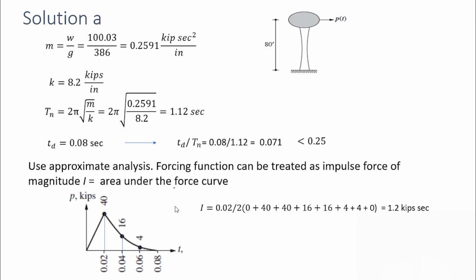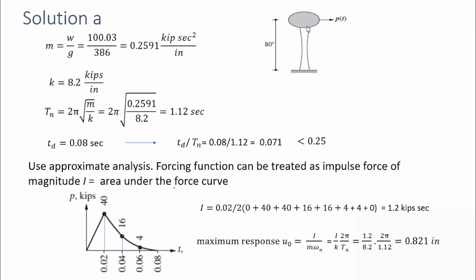Once we have the magnitude of the impulse, we can find the maximum response due to that impulse. It is calculated as I by k times 2 pi by natural period. So we can substitute the values: I is 1.2, k is 8.2, then we have 2 pi and the natural period is 1.12. So we get the maximum response as 0.821 inch.